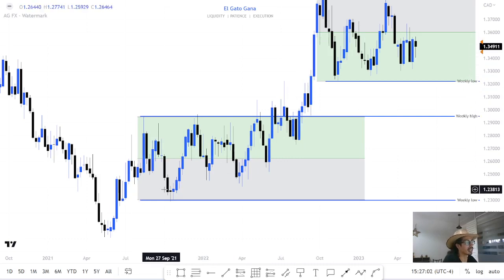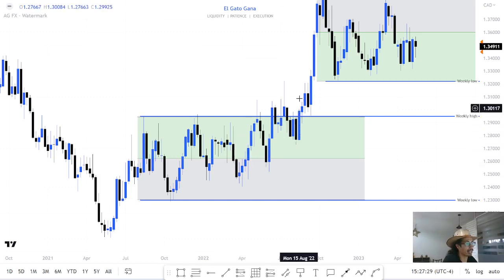And it's making its way out from the bottom side, this gray box right here, the bottom side of the range, the dealing range, where anything below this we would consider it to be more of a bearish order flow. And then anything above this we would consider it to be a bullish order flow, right? So price is making its way out of the bearish zone into the bullish zone.